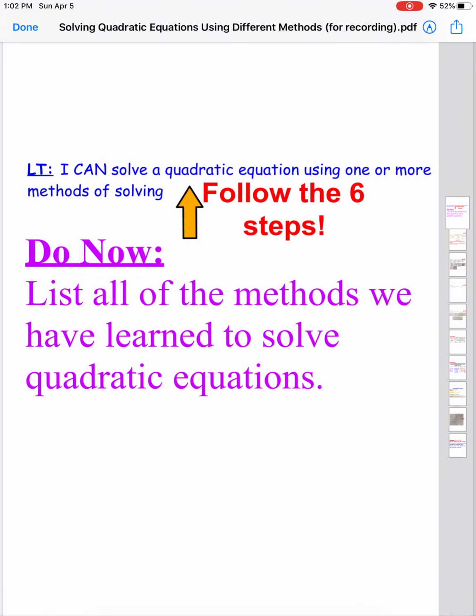Okay, so today we're going to be wrapping up our work on solving quadratic equations. You'll notice that the learning target here says I can solve a quadratic equation using one or more methods of solving. So the goal of this lesson is really just to summarize and synthesize all of the methods of solving a quadratic equation that we've learned about so far in Unit 8.